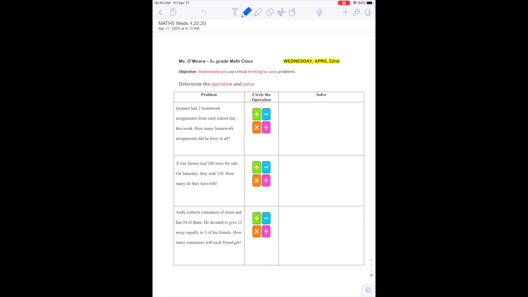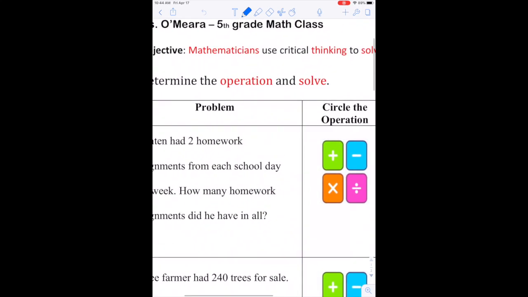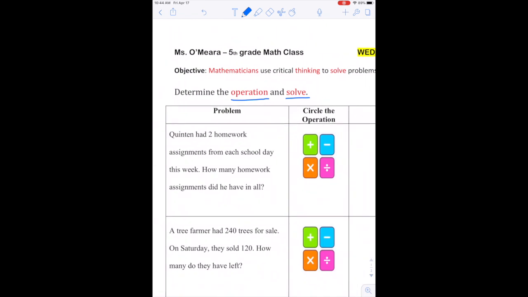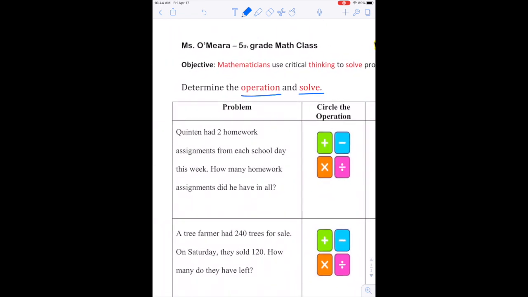And we're going to go through some word problems today. Our biggest focus is figuring out the operation. So is it add, subtract, multiply, or divide? And then solving. Okay, so we're going to read through the problems together and figure out what is happening and then go through the solutions.